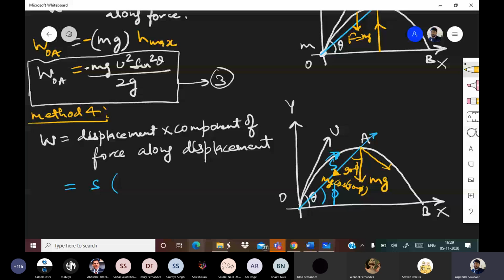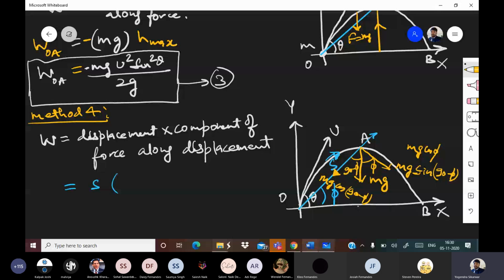I hope you are able to understand what is written here. It is mg cos of 90 minus phi. Here it will be mg sine of 90 minus phi. Now sine 90 minus phi becomes cos phi. So this will be mg cos phi, because this angle will also be phi. And this will be mg sine phi. So component along displacement is mg sine phi.